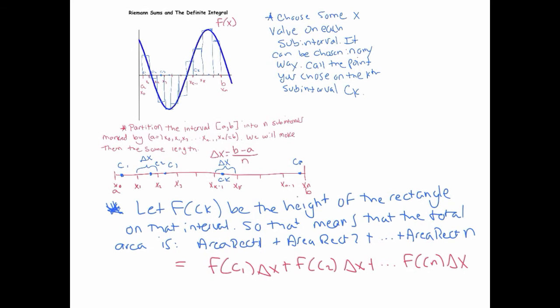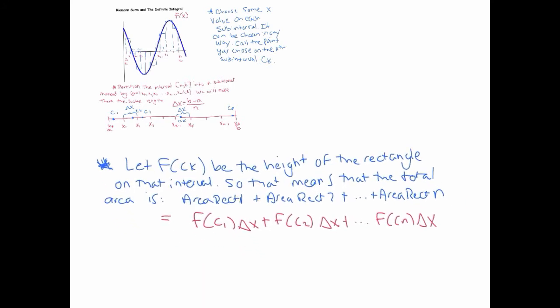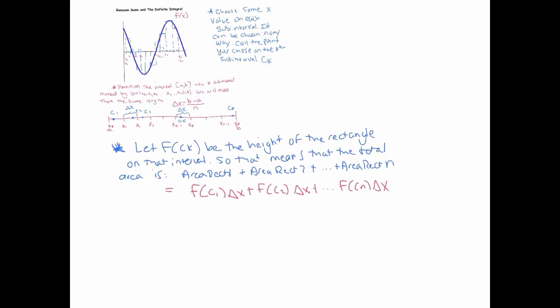Now what we're going to do is write this in a different notation. We're going to use sigma notation. So I'm adding up a bunch of guys here, and they all have the same structure: f of c sub something. Now the somethings are changing, so I'm going to put a little k there. f of c sub k times delta x, and k starts at 1 and goes up to n.